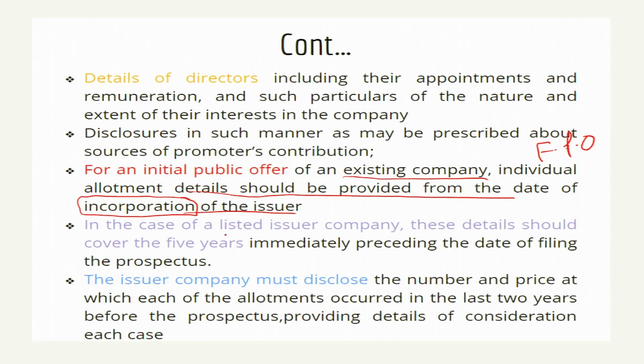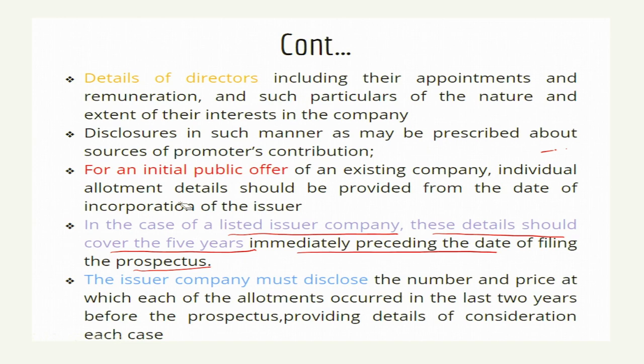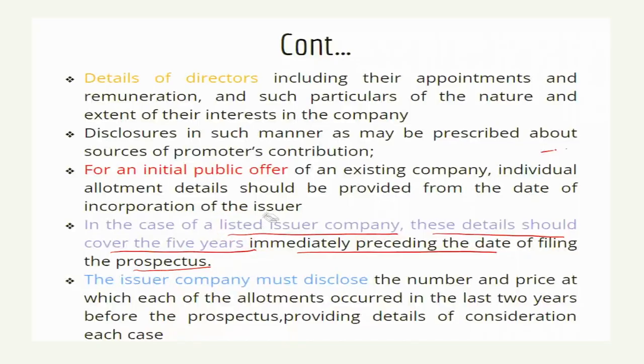So, in the case of a listed issuer company, these details should cover the 5 years immediately preceding the date of filing of the prospectus. A listed company basically refers to one whose name is in the list of the stock exchange. So, that company is a listed company. Those who already applied for dealing in the stock exchange are listed companies, and details should cover the 5 preceding years from the date of filing the prospectus. If you are a listed company, these details should be mentioned. If you are not a listed company, then the rules are different.